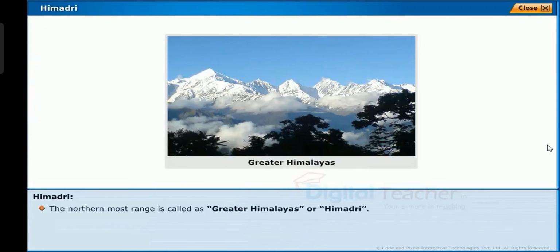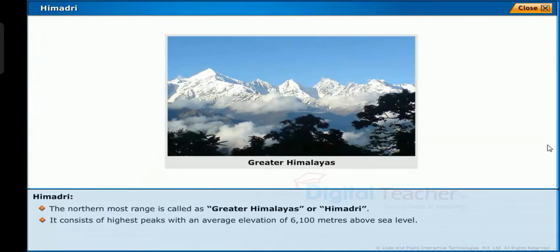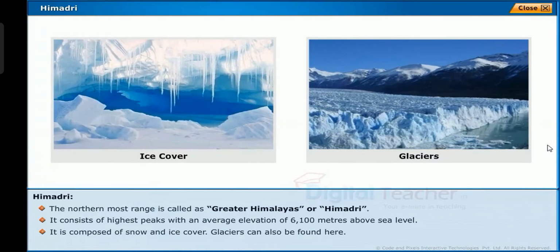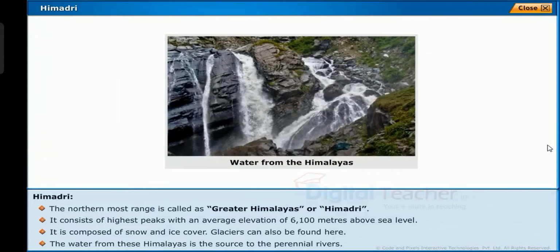Himadri. The northernmost range is called as Greater Himalayas or Himadri. It consists of highest peaks with an average elevation of 6,100 meters above sea level. It is composed of snow and ice cover. Glaciers can also be found here. The water from these Himalayas is the source to the perennial rivers. Let us now learn about the Himachal ranges.